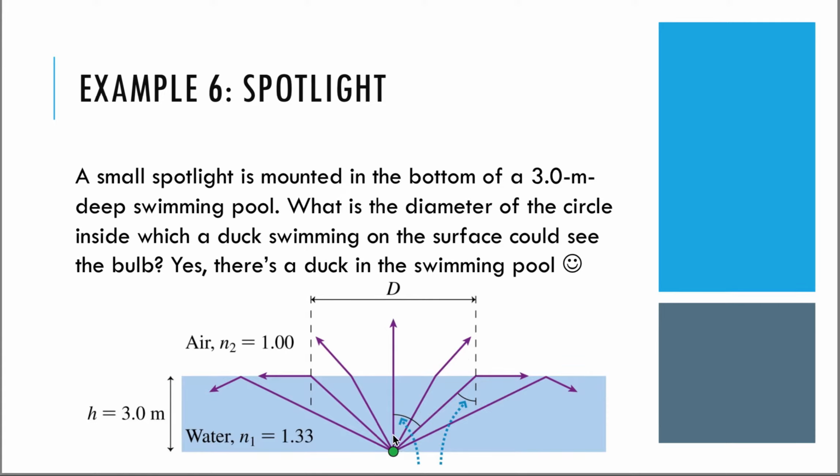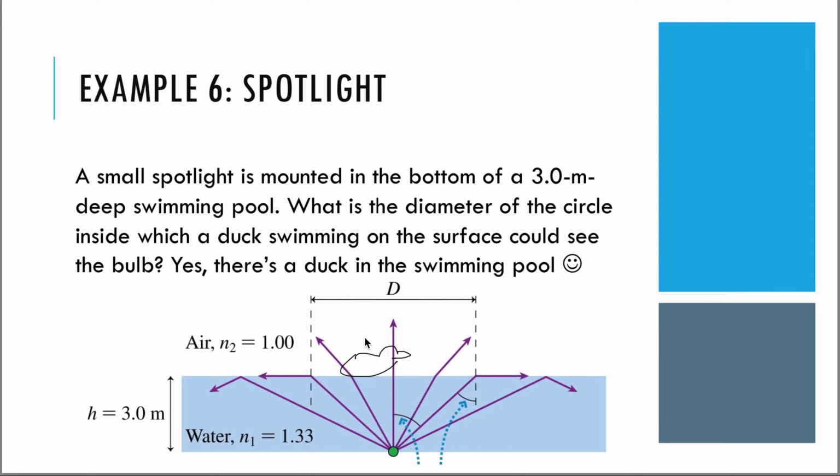So we have a light bulb here. It's emitting light in all directions. And for these smaller angles of incidence over here, you've got some light going through. But over here, you've reached a critical angle where the light is refracted at 90 degrees. So any angle greater than that, the light is reflected back into the water. And if your duck is over here, then it's not going to see any of the light. It's only going to see the light that is coming out of the water.